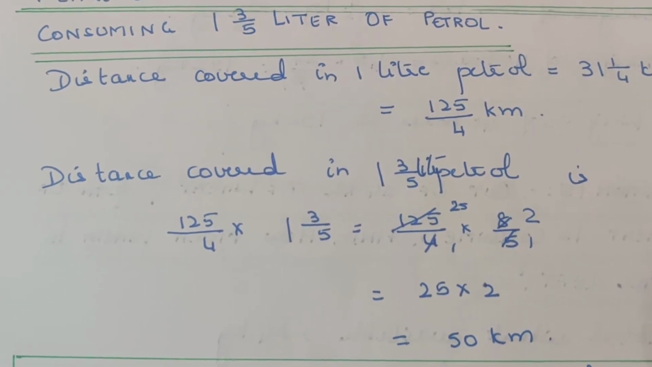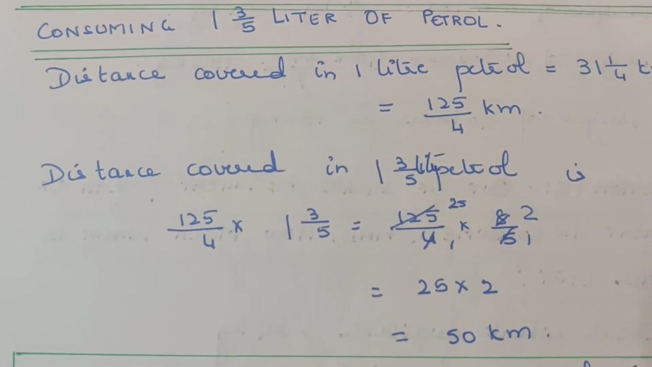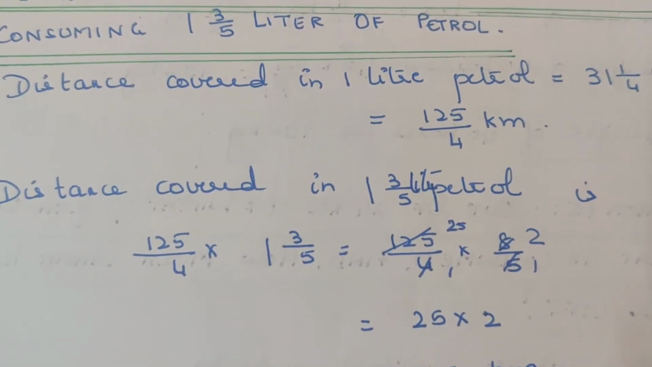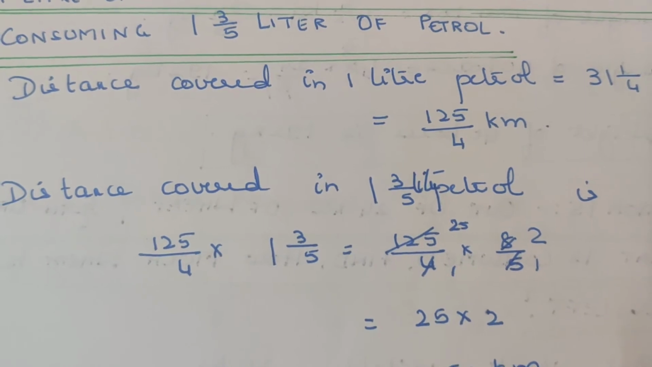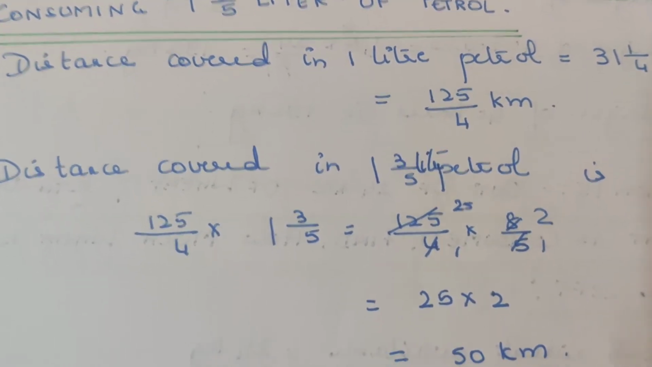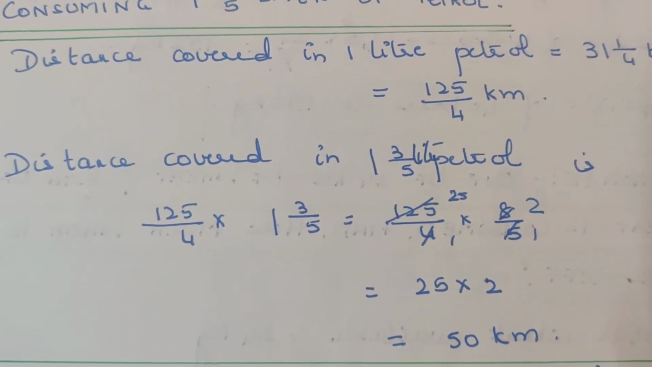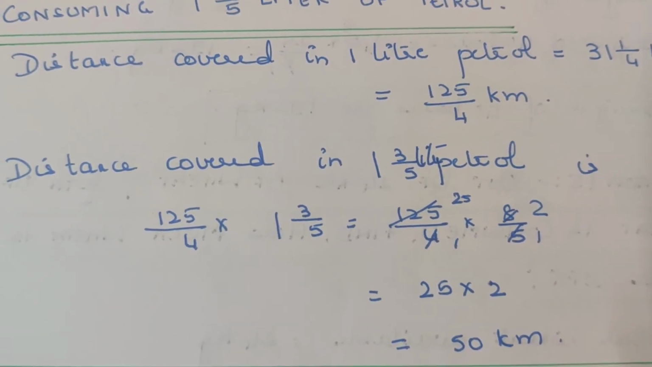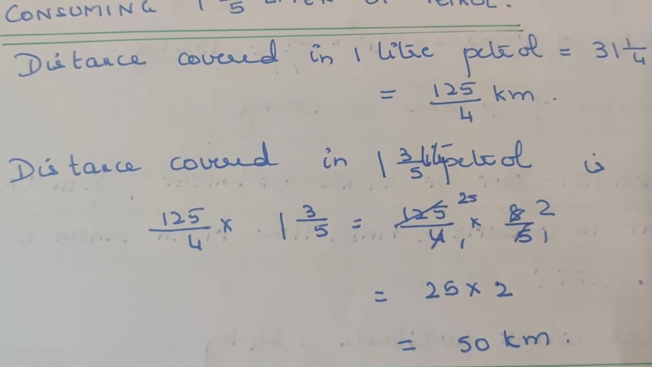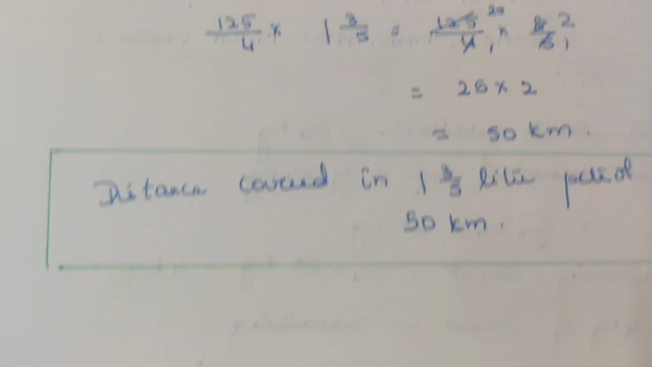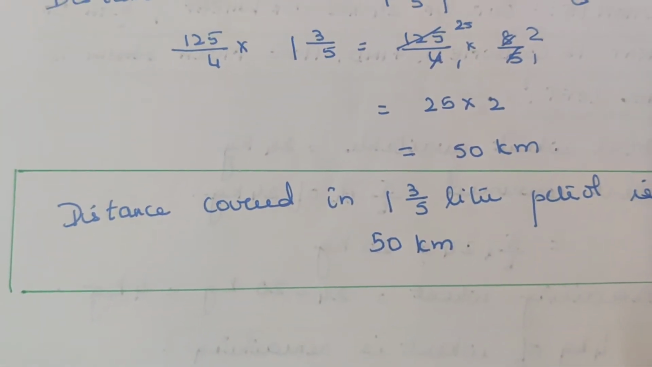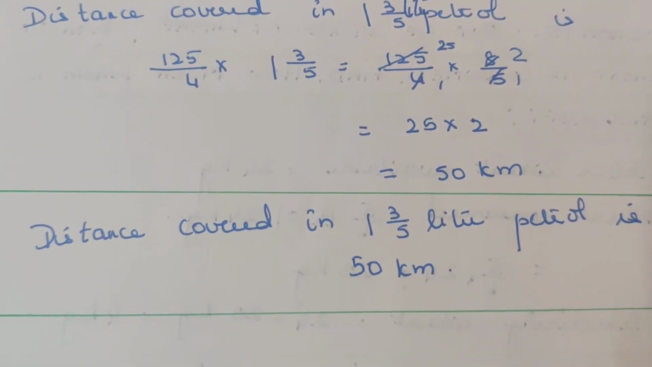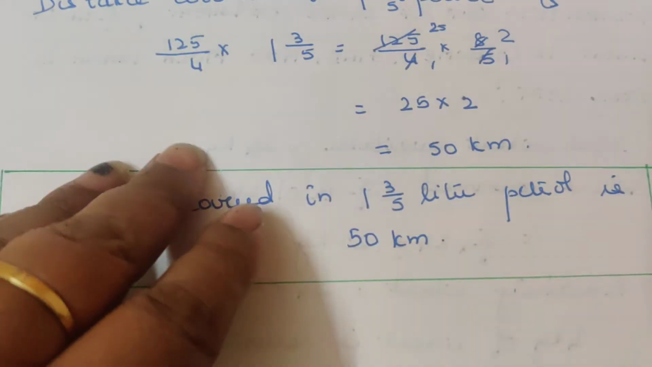That is equal to 125 by 4 into 8 by 5. Please see the simplification that I have done. You are left with 25 into 2. That is equal to 50 kilometers. Just pausing in for you to understand my simplification. Therefore, distance covered in 3 by 5 liter petrol is 50 kilometers. Hope this is clear.